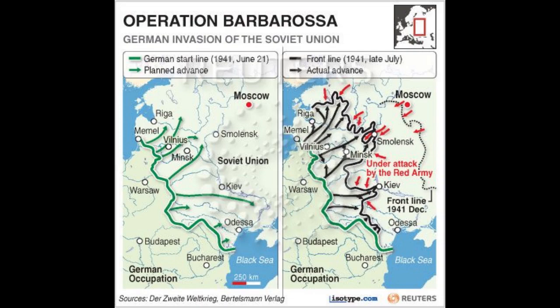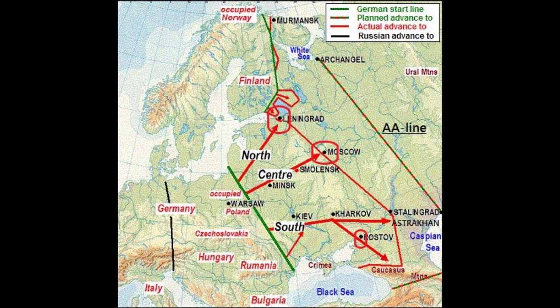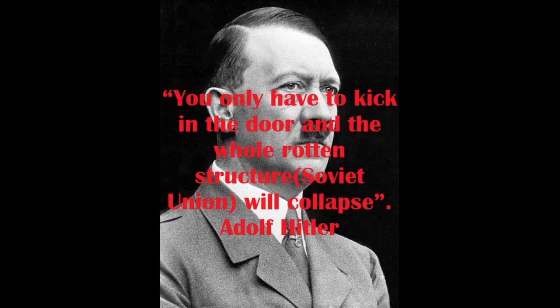Finally, the Axis forces would clean up the remaining pockets and advance towards their strategic objectives, with little resistance from the Red Army, maybe with the exception of Moscow and Leningrad, since at this point Halder expected the Red Army to effectively collapse. Hitler was even more optimistic about the Soviet Union's situation than Halder, stating that you only have to kick in the door and the whole rotten structure, the Soviet Union, will collapse.